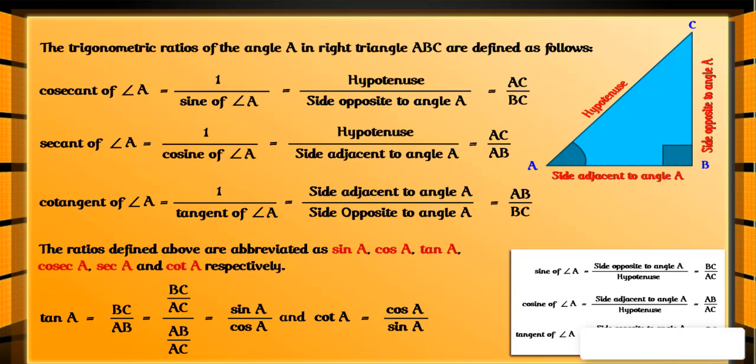Also observe that tan A is equal to BC upon AB. By dividing both numerator and denominator by AC we get BC upon AC upon AB upon AC, which is equal to sin A upon cos A, and cot A is equal to cos A upon sin A. So the trigonometric ratios of an acute angle in a right triangle express the relationship between the angle and the length of its sides.